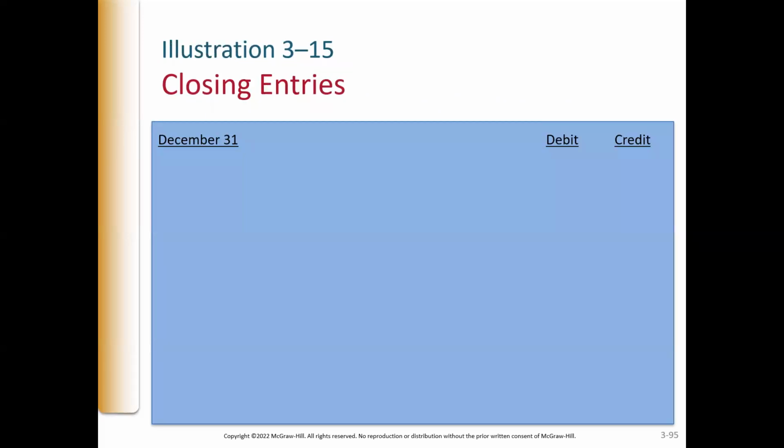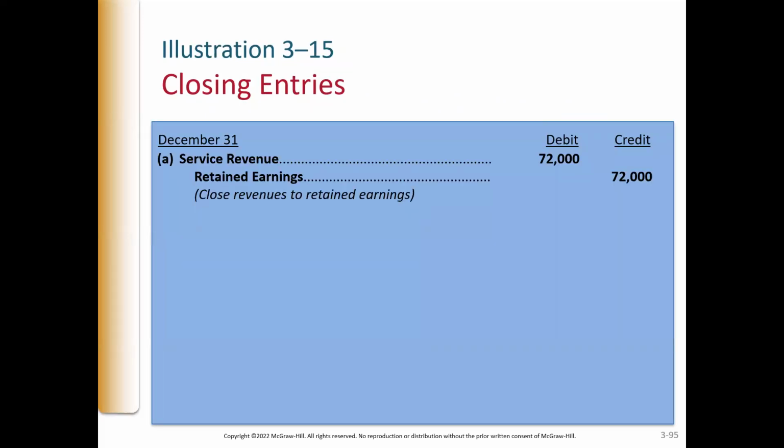How do we do this? We want to zero out revenues. So to zero out revenues, what we do is we do the opposite. Revenues have a normal credit balance. So to zero them out, we will debit service revenue and we will credit retained earnings. Revenues, this increases our retained earnings, doesn't it?